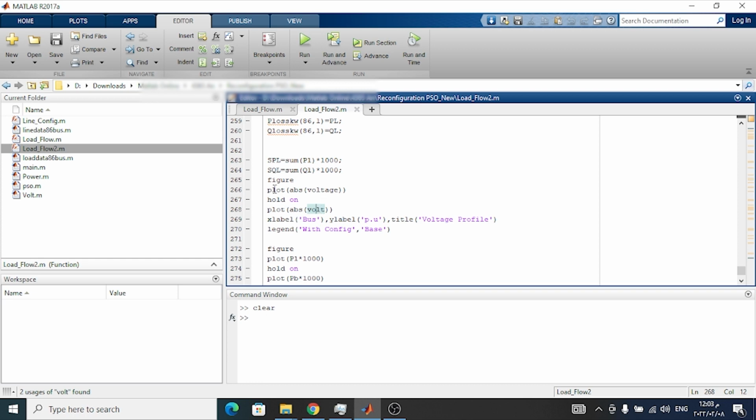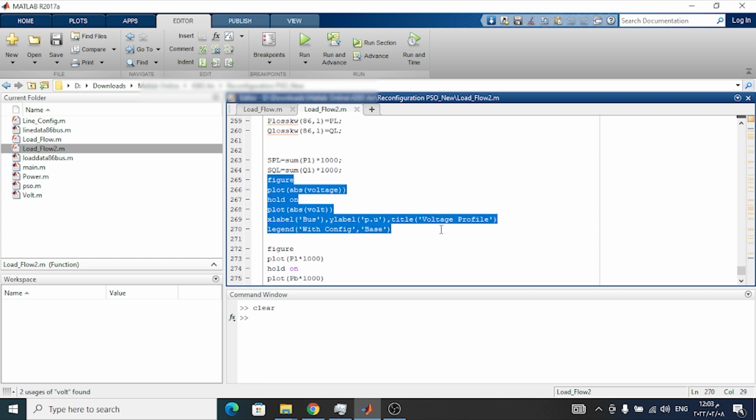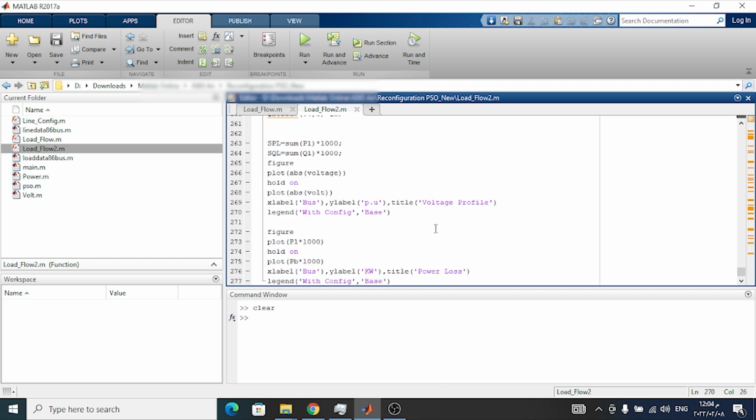So this is the comparison. This is the figure comparing the system with the configuration and without the configuration, and the same for the power loss at each path, with configuration and without configuration, to compare whether the configuration improves the system or not. So this is the explanation for the code.